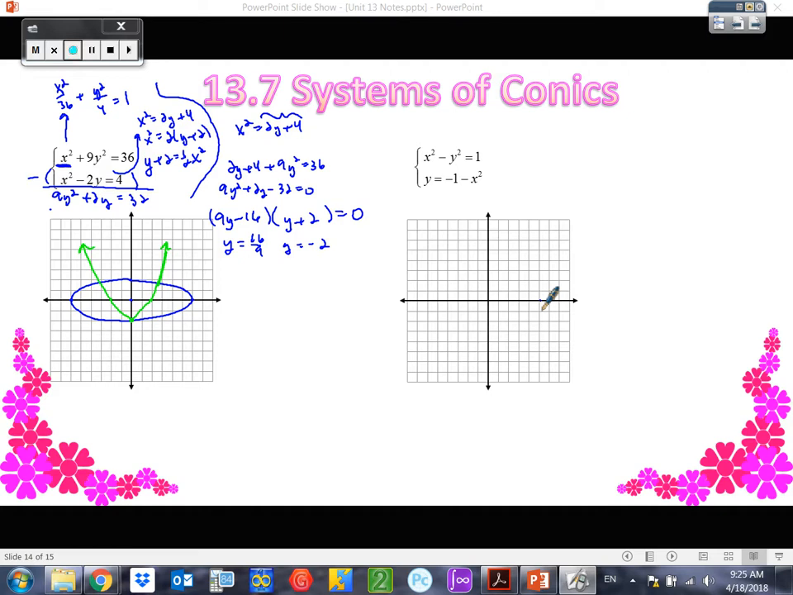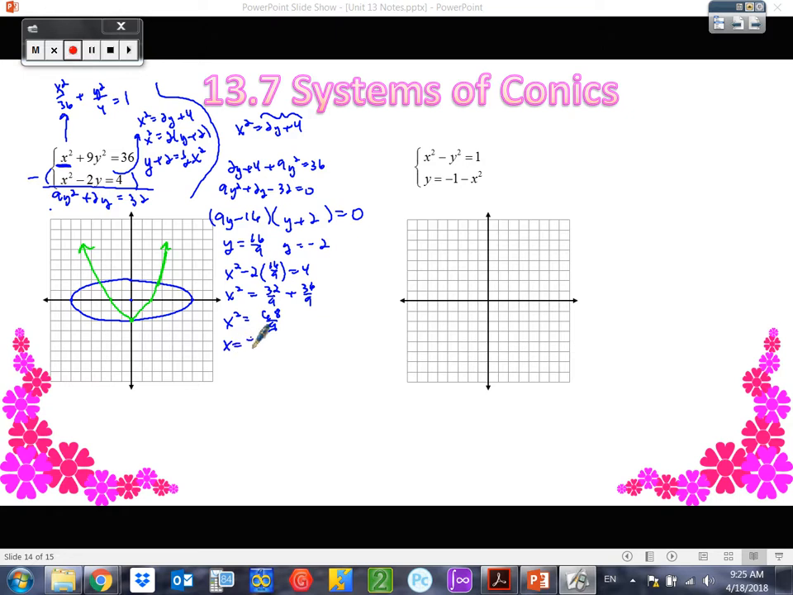So I actually subbed in here just because the numbers were smaller. I could have subbed anywhere. I just subbed into the second one. I thought it would be easier. So that's x squared minus 2y equals 4. So x squared minus 2 times 16 ninths equals 4. So x squared equals, I'm going to move that over, that's 32 ninths plus 36 ninths. So x squared is 68 ninths.